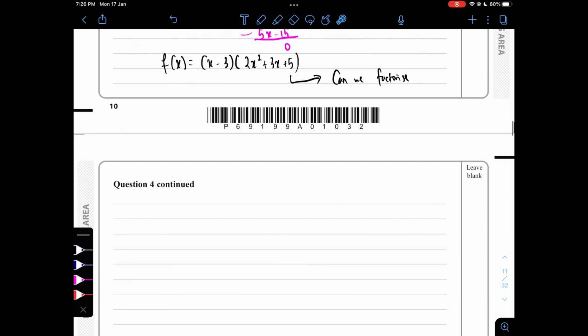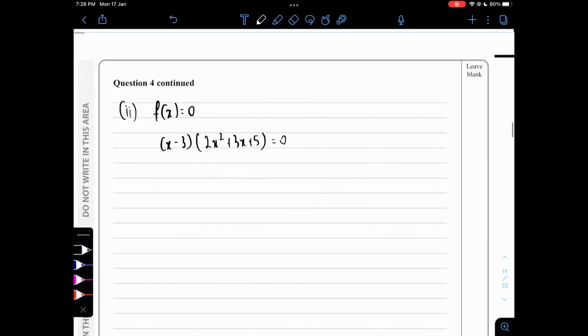Okay, so now let's go to part II to see whether we can factorize. So f of x equals 0, right? That means what? x minus 3, and so 2x squared plus 3x plus 5 equals 0. So what are the real roots? Either this is the real root, obviously, x minus 3, this gives us 3. So that must mean this is not a real root. So how do we check whether this has a real root or not? We do a discriminant over here. So we do b squared minus 4ac on what equation? On this equation. So what's the b?